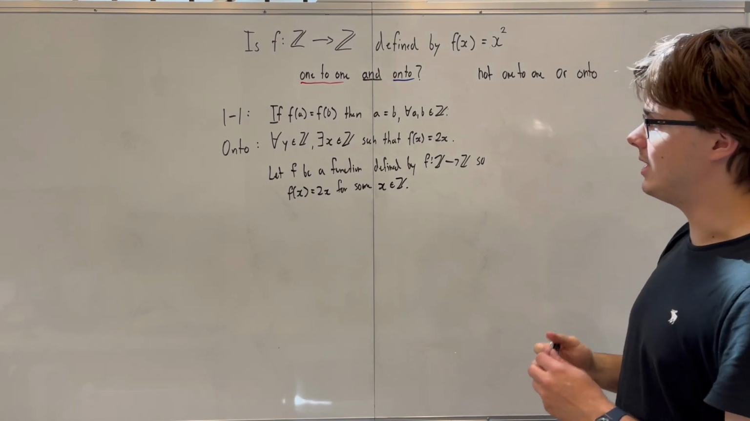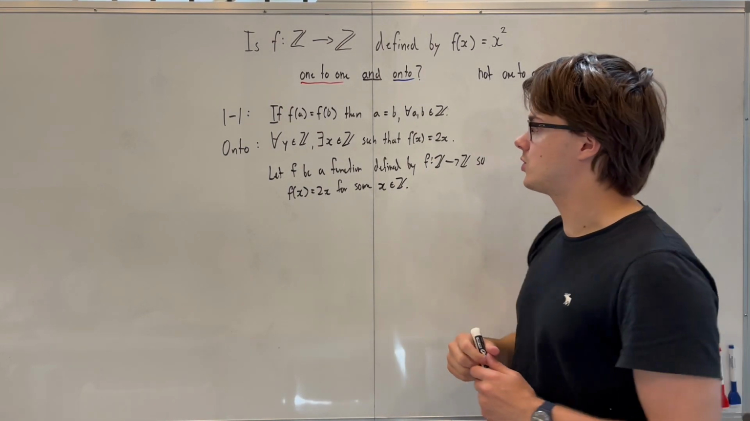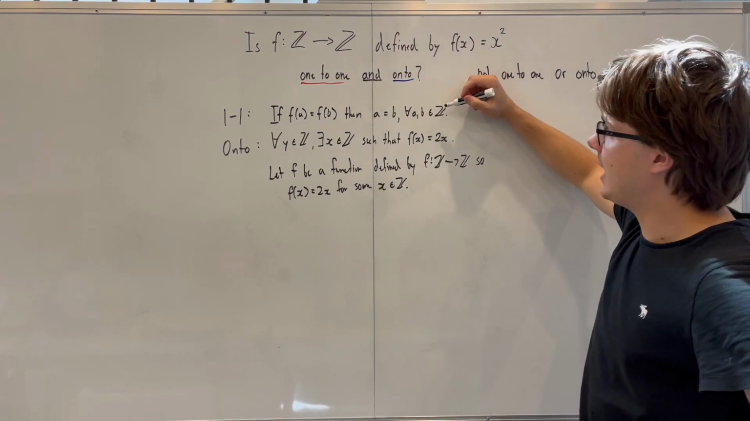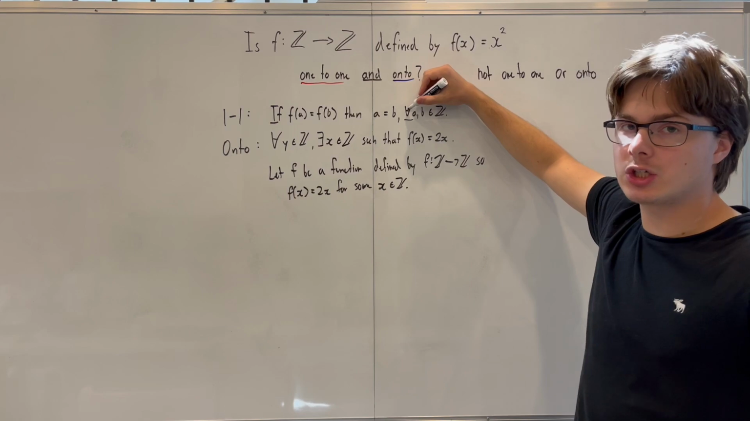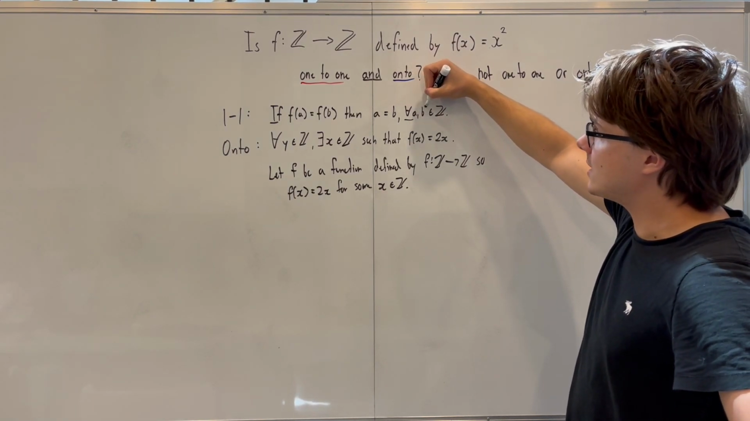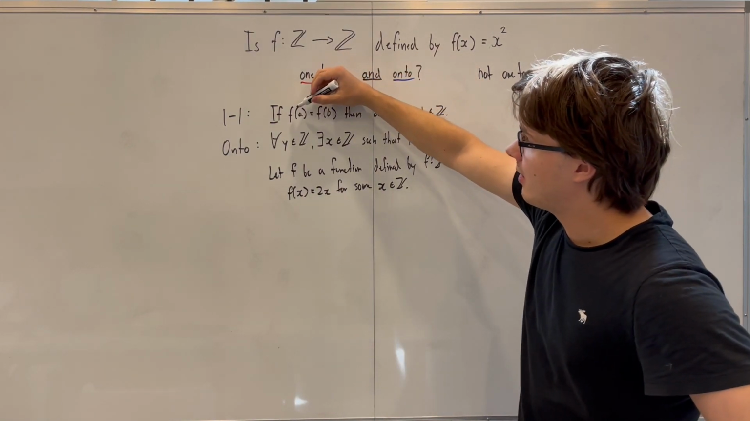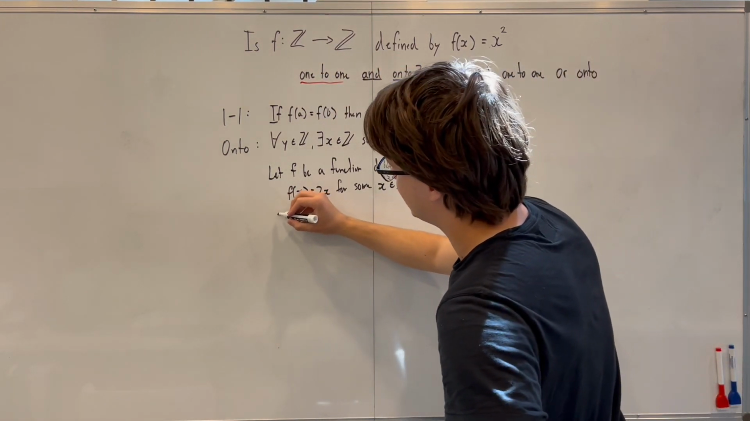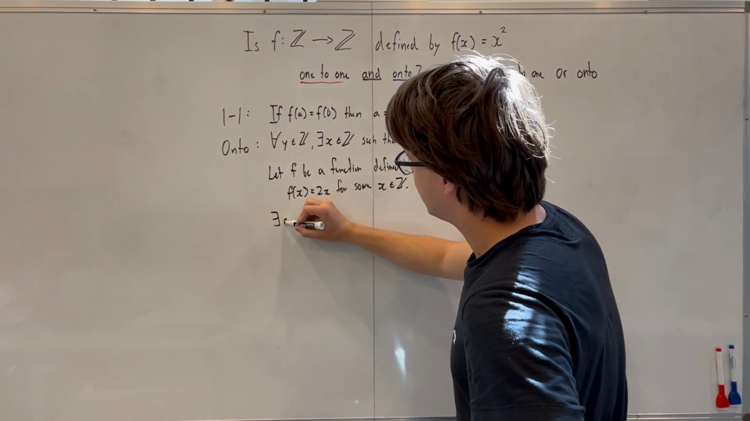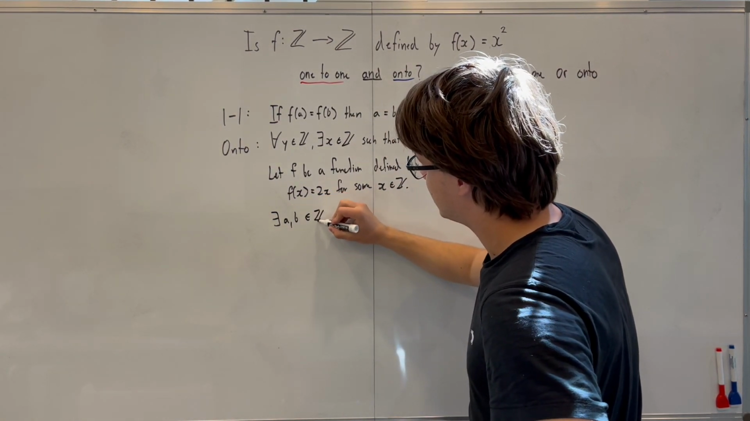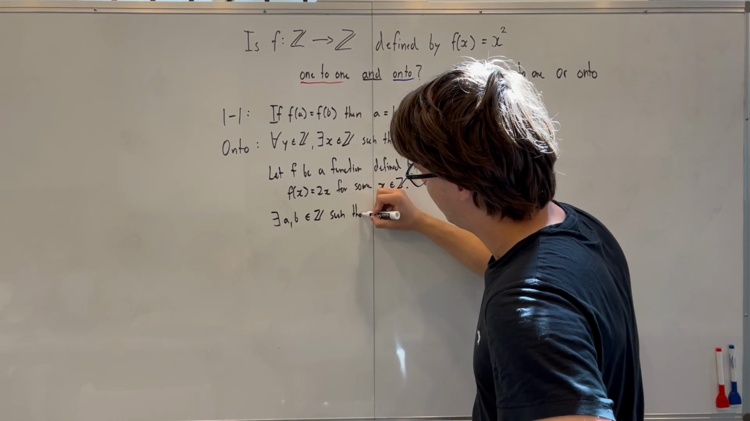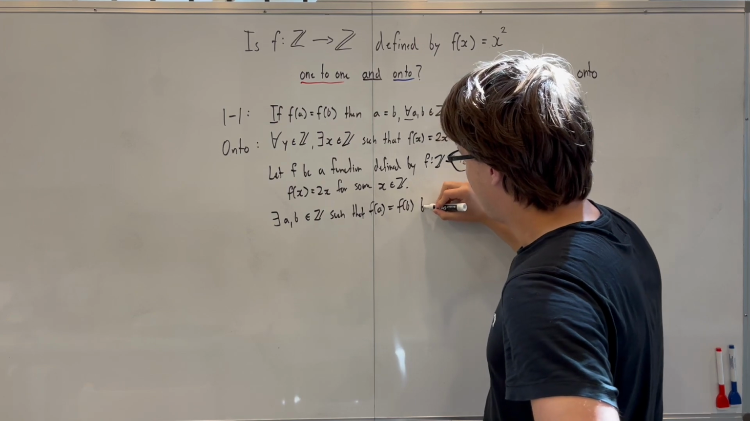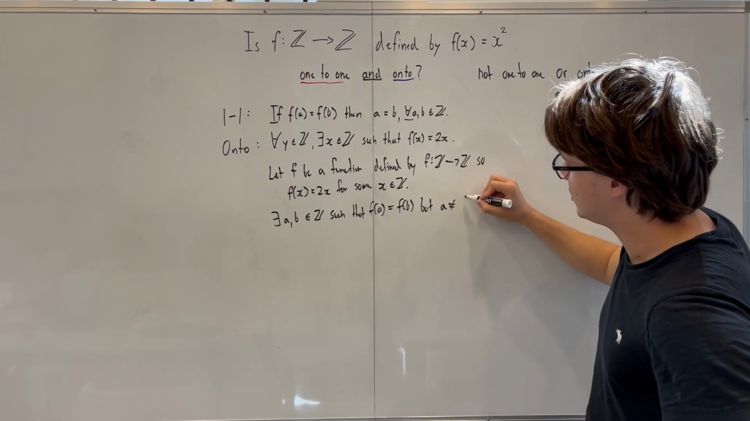Okay, next, let's start by proving it can't be 1 to 1. So how do we prove it's not 1 to 1? Well, this is our definition of 1 to 1, and you just have to write down the negation. This is a for all, so what's the negation of a for all? It's going to be there exist. There exist two integers such that their output is the same, but they themselves are not the same. So we're going to say there exists a, b integers such that f of a is equal to f of b, but a does not equal b.